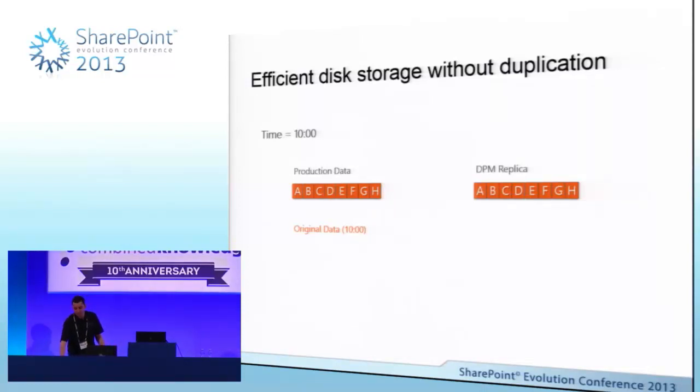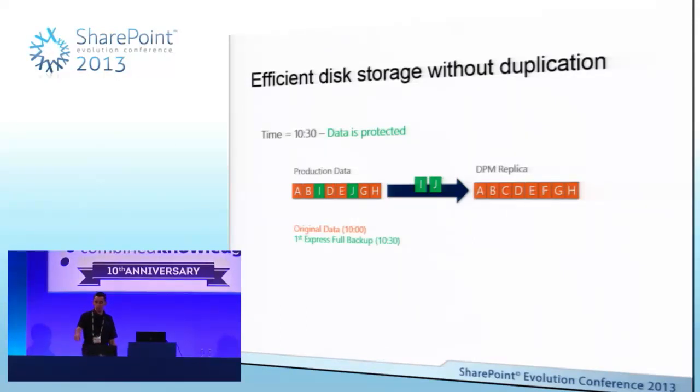So we've got our original data here at 10 o'clock, and our production data was the same as our DPM replica. And we make some changes at 10:15. So our production data gets updated, and as I just showed you, we've stored those bits in memory, and we're going to send them over to the DPM server at some point. And what happens is, that point comes along, we do an express full, and those blocks get sent over like I showed you in the diagram. But on the DPM server, we actually push those blocks into the replica area, and then we displace the blocks, as they did look, into a recovery point area.